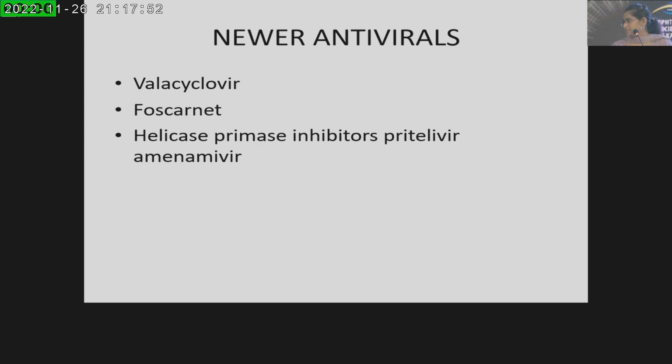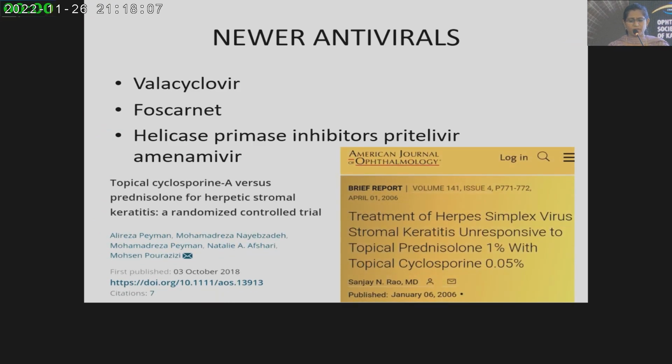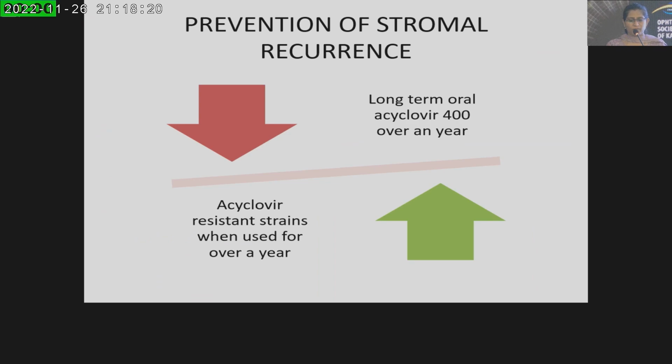In oral, I'll just take 30 seconds more, we can have valacyclovir or valganciclovir. The others are foscarnet and famciclovir, but the dosing schedule is different, and the safety profile is also a bit problematic in these cases. Finally, a word about topical cyclosporine. Even this has come a long way, both in stromal keratitis that is steroid dependent, and also as a primary modality for stromal keratitis in various doses, 2% and 0.5%. There are studies which show these are effective. Keratoplasty, sir has already dealt with, so I'll skip that.